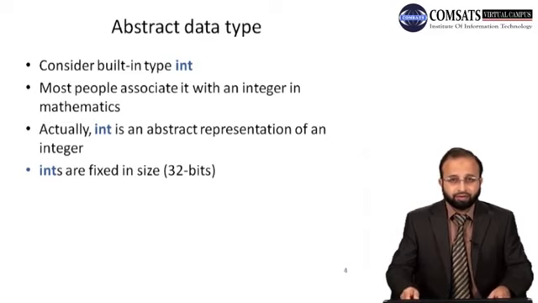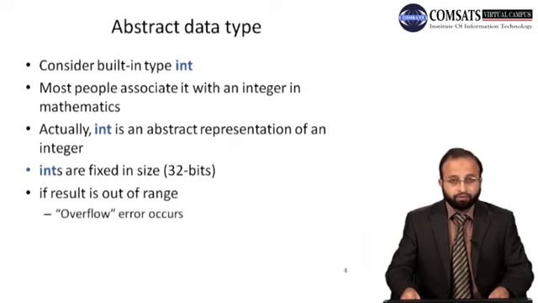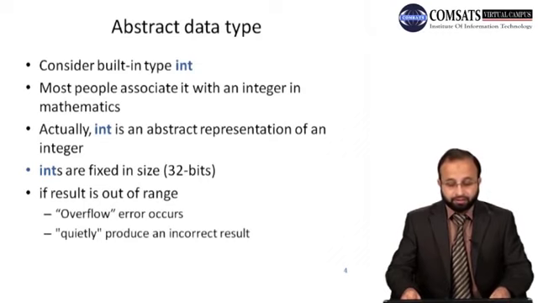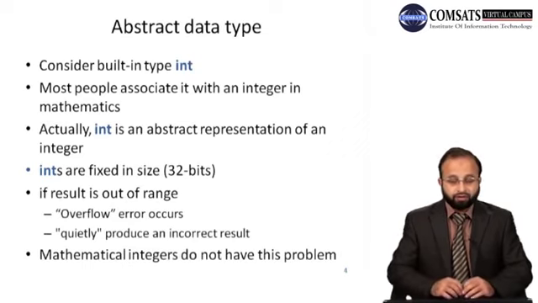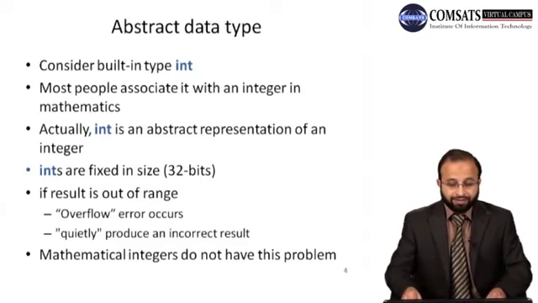So the maximum positive number you can store is 2 raised to power 31, right? If the result is out of range, then what happens? An overflow error could occur, or quietly it produces a wrong, incorrect result. Mathematical integers do not have this problem. There is no limitation. You can write as big a number as you want, right? But this limitation is with the integer in programming languages like C or C++.